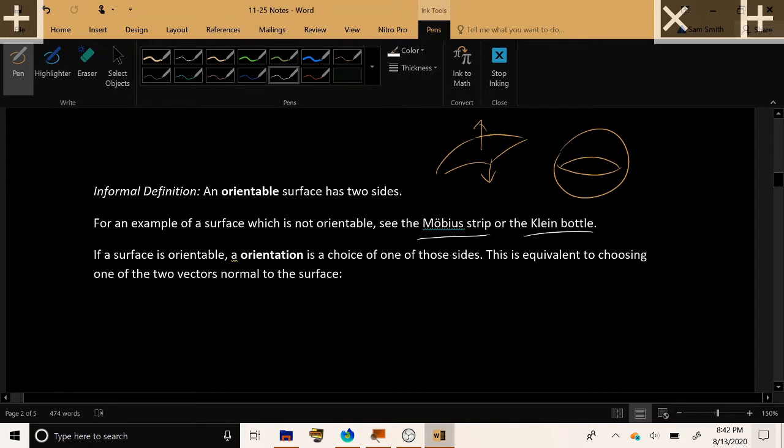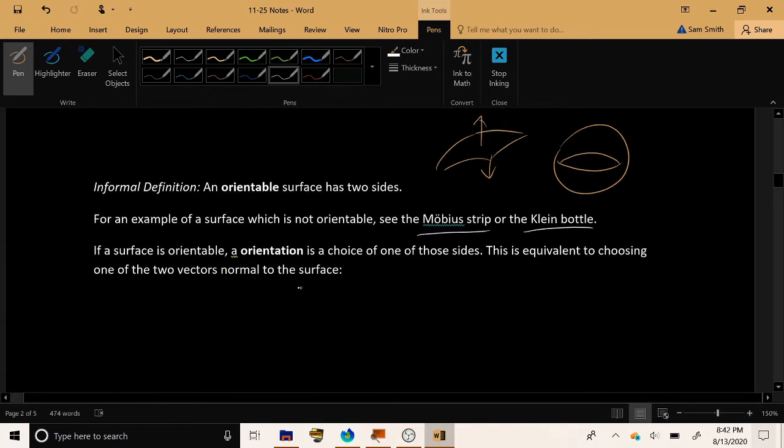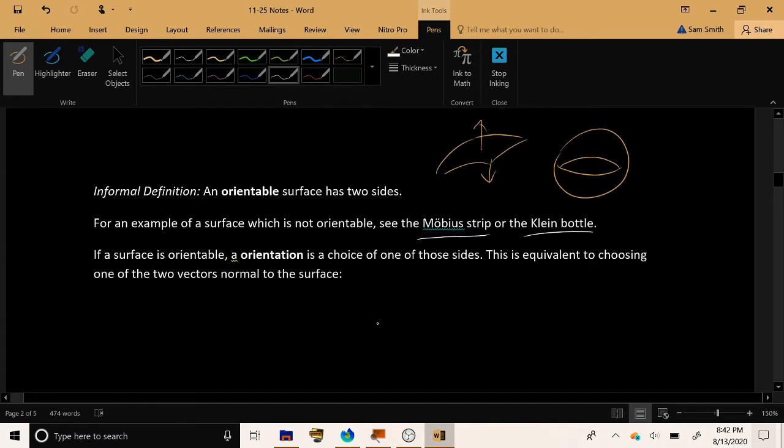Now, for the sake of using our time wisely, I'm not going to go into detail about what these objects are or why they only have one side. But I'm going to leave it to you. If you're curious, feel free to Google it or look up some videos about these objects. They're very, very famous.